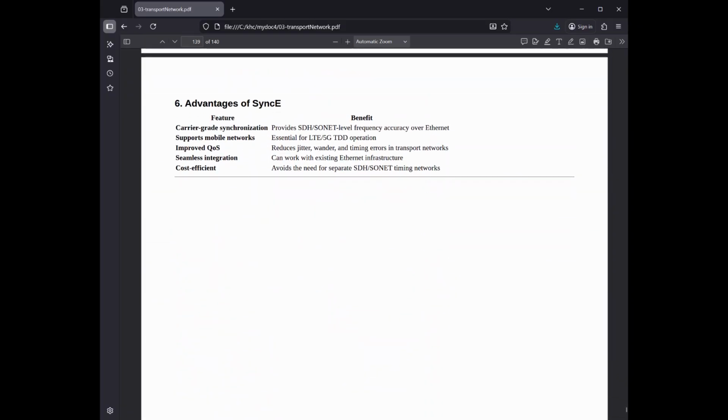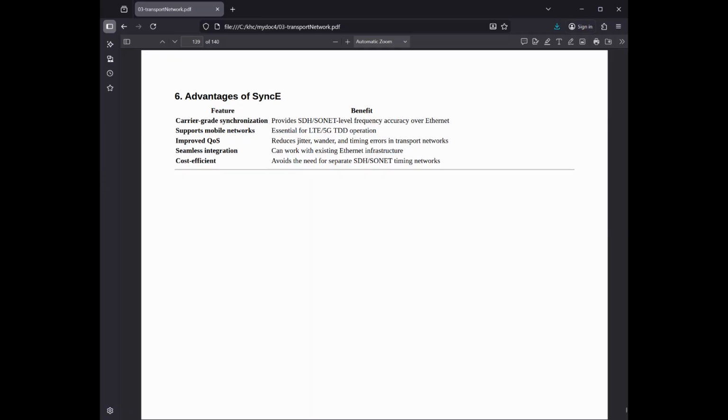Advantages of SyncE. Synchronous Ethernet. SyncE provides a stable, physical layer frequency reference that addresses the timing gap in standard asynchronous Ethernet. By bringing legacy-style clocking to modern packet networks, it offers several critical advantages for 2026 infrastructure. 1. Carrier-grade synchronization. SyncE transforms standard Ethernet into a synchronous medium comparable to legacy SONET/SDH.